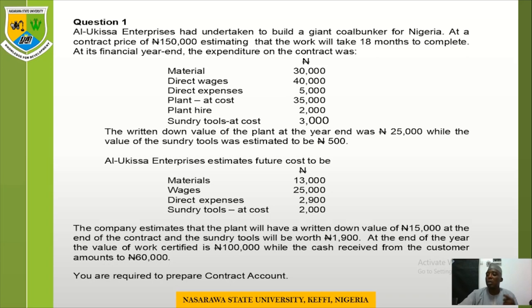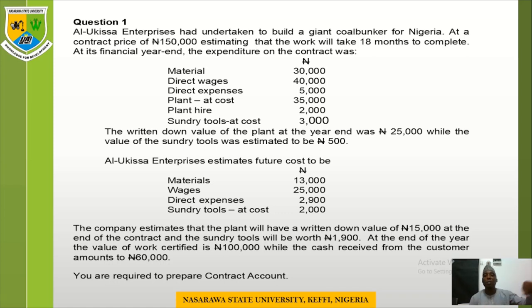141,000. So to calculate our notional profit, notional profit equals contract price minus total expected cost. The contract price was 150,000, while the total expected cost was 141,000. Total estimated cost, we're saying, is cost incurred plus estimated cost of completion: the cost incurred, 89,500 plus 51,500. Total estimated cost becomes 141,000.